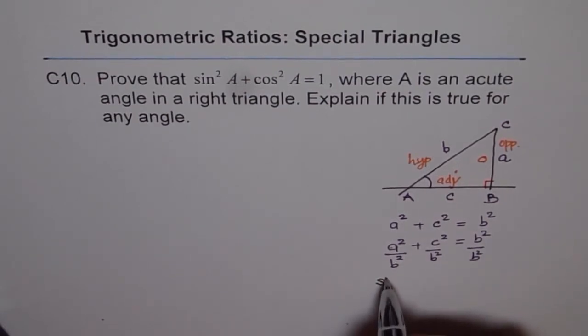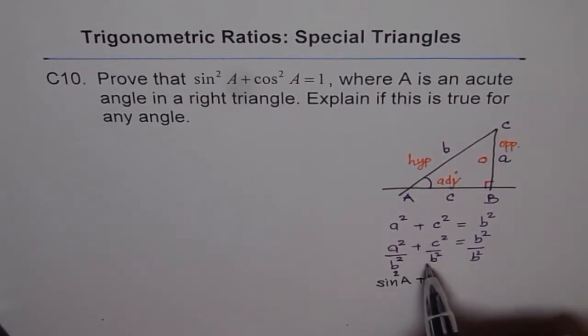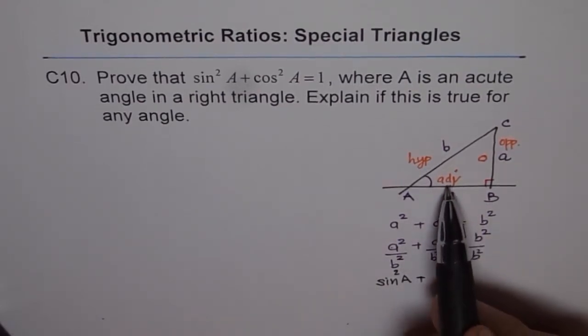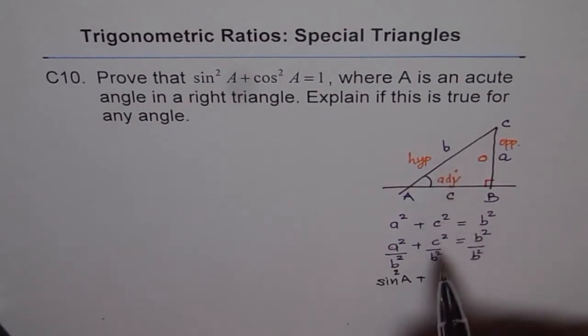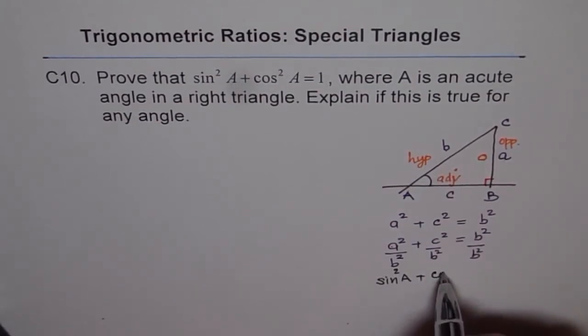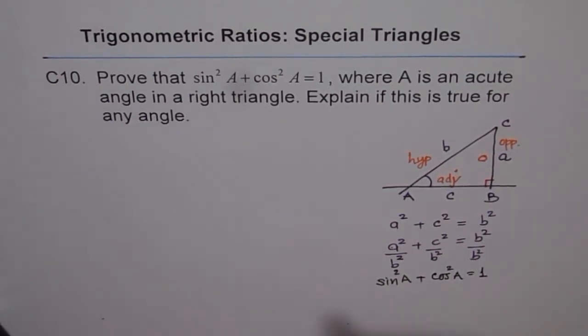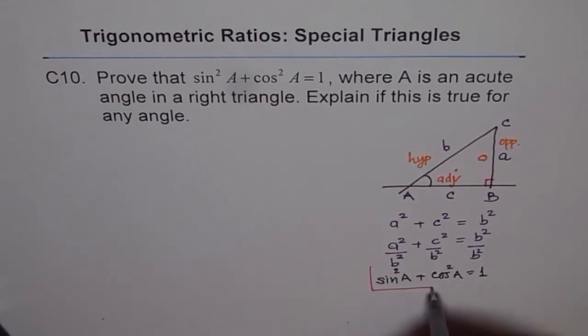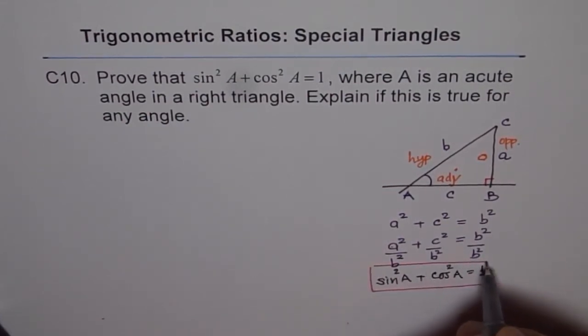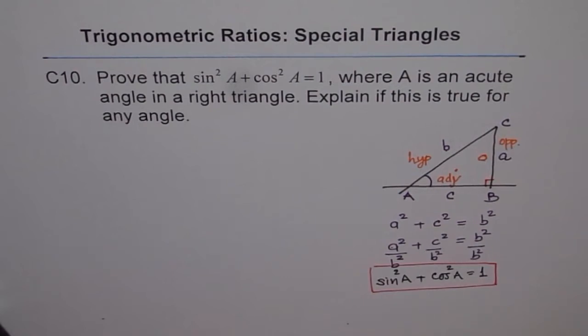Do you see that? So we get sine square A plus c over b. c is adjacent over hypotenuse. Adjacent over hypotenuse is cos. So we get cos square A, and b square divided by b square is 1. And that proves our identity. Do you see that? And this is one of the most important identities in trigonometry. And that opens a whole lot of things for us, correct? So that's one beauty.